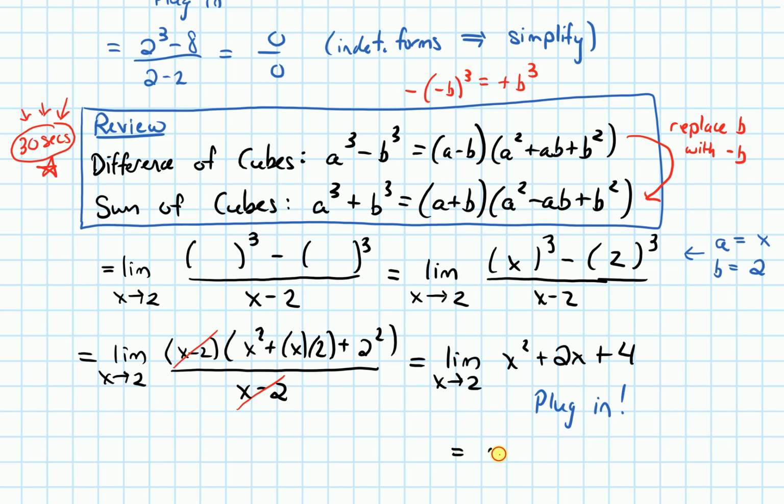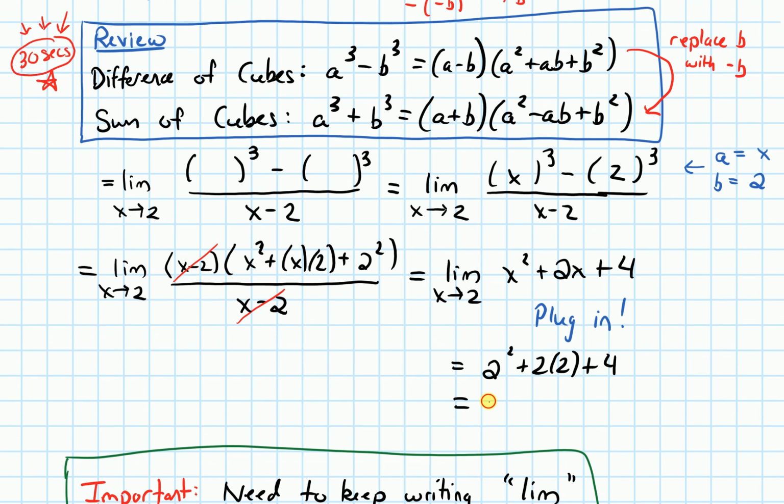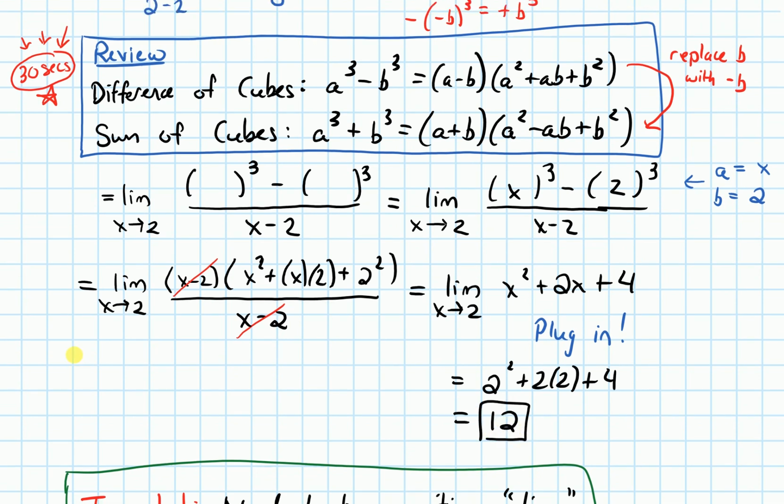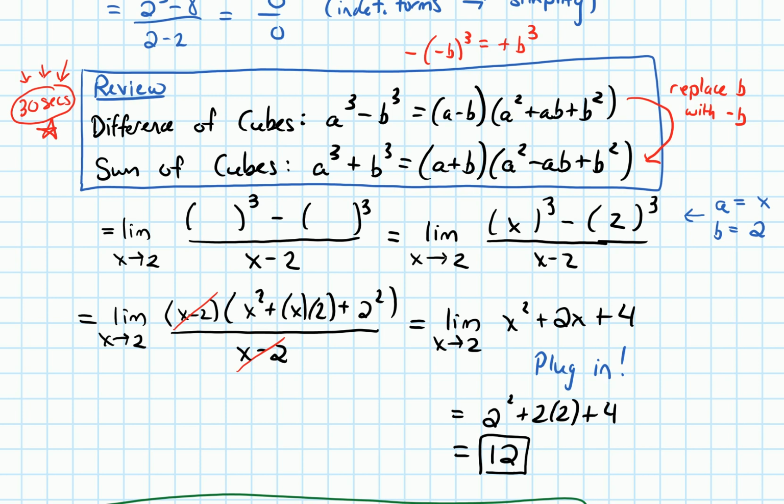And plugging in, we get 2 squared plus 2 times 2 plus 4, and that is 12. And that's our limit. If you compare this to what we got using our table of values back in section 3.1, we actually got the same thing.